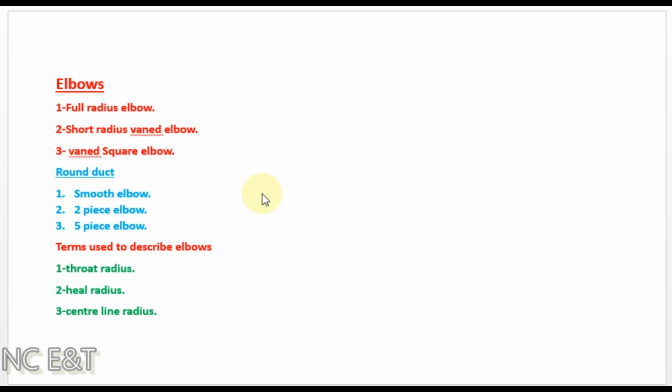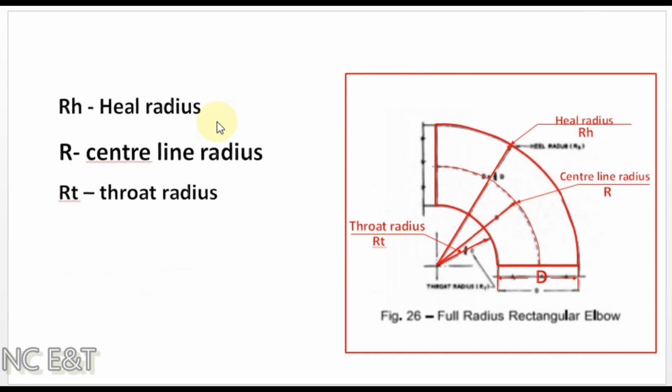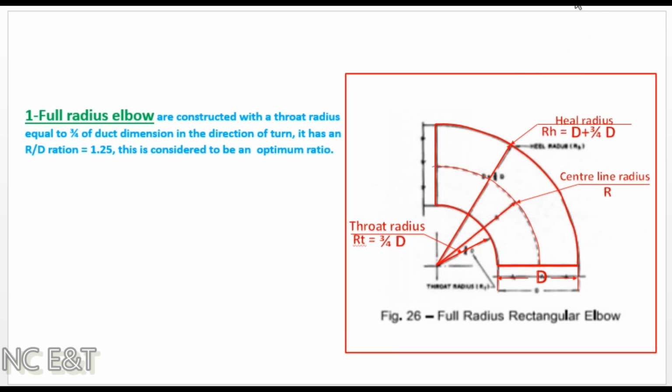There are some terms that are used in the elbow. These are number 1, throat radius. Number 2, heel radius. And number 3, center line radius. What is heel radius, center line radius and throat radius? You can see in this picture, the radius of the inner circle of the elbow is called throat radius, the radius of the outer circle of the elbow is called heel radius, and the radius of the center line of the elbow is called center line radius.